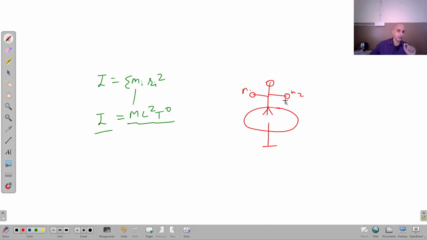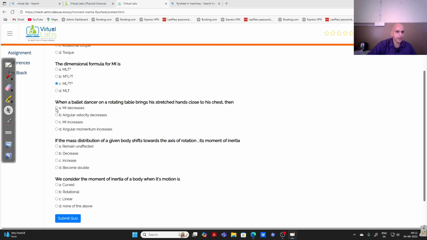So when this ballet dancer brings his or her hands close to the body, what will be the effect on moment of inertia? We know very well that moment of inertia depends upon two factors: mass and distance of mass from the axis of rotation. The axis of rotation is this one. So when the hands come closer, r decreases, so the moment of inertia also decreases. Very simple.